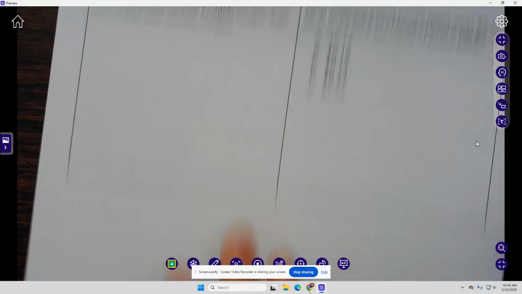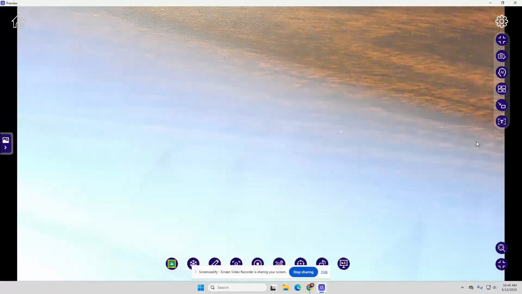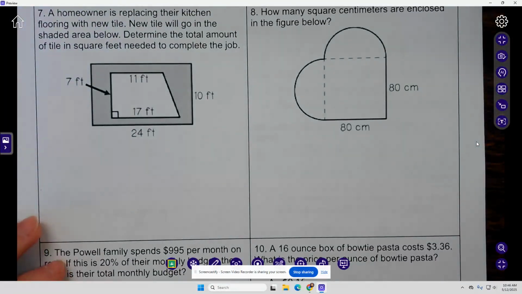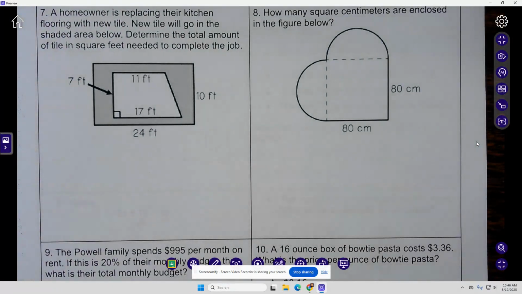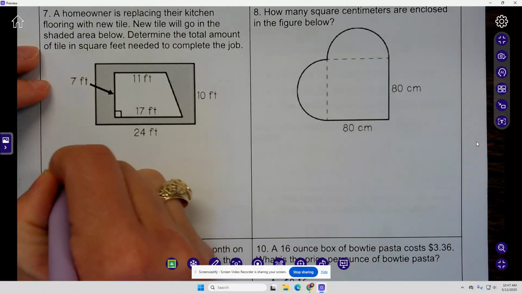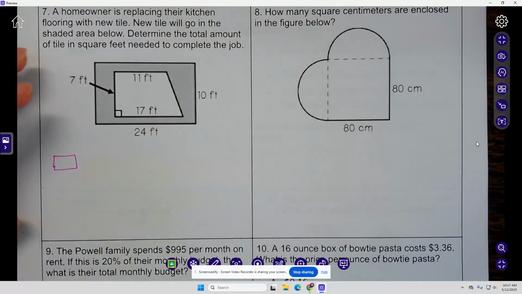Four more questions to go. Number 7, a homeowner is replacing their kitchen flooring with new tile. New tile will go in the shaded area below. Determine the total amount of tile in square feet needed to complete the job. So I have two shapes here. I have a rectangle. So I'm going to do that first.